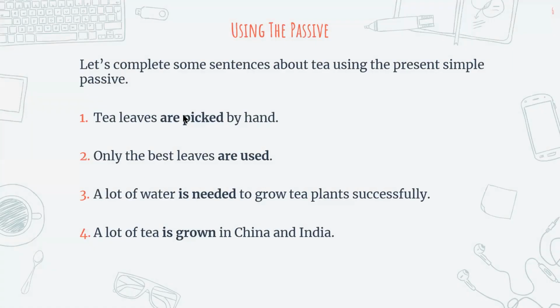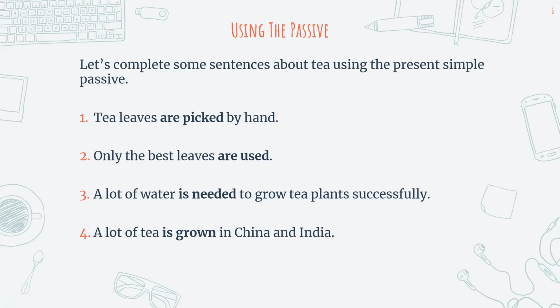Okay, now we have to talk about the passive. You need to use the passive while writing such a short essay. Okay, so let's complete some sentences about it using the present simple passive, because we don't really care who does what. Okay, we are talking about the process. We don't care if Michael or Muhammad or anyone does something.